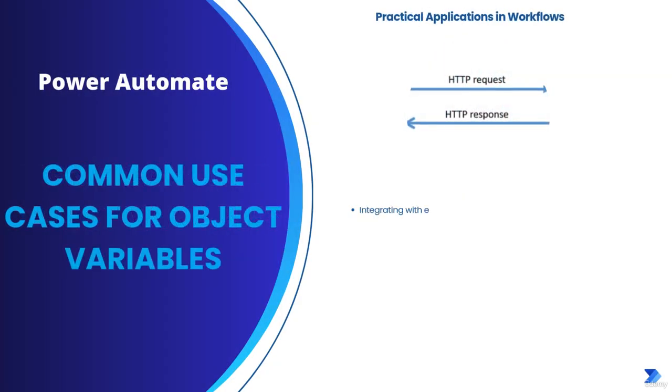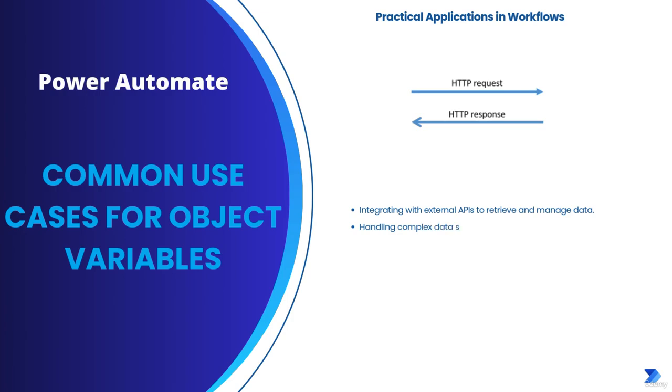Common use cases for object variables. Practical applications in workflows. Let's talk about some practical applications of object variables. One of the primary uses is integrating with external APIs. When you retrieve data from an API, you often get complex responses that include various data types. Object variables allow you to store and manage this data efficiently.